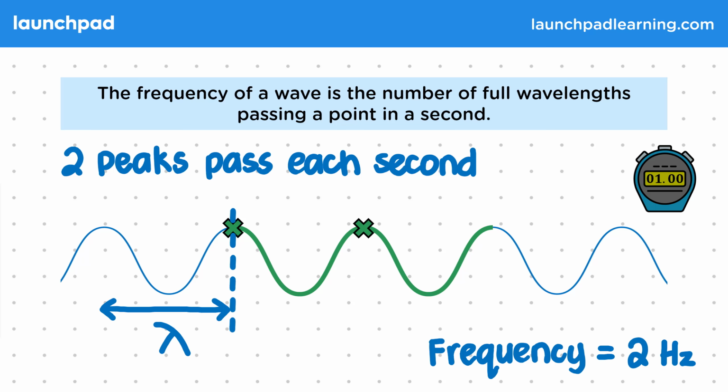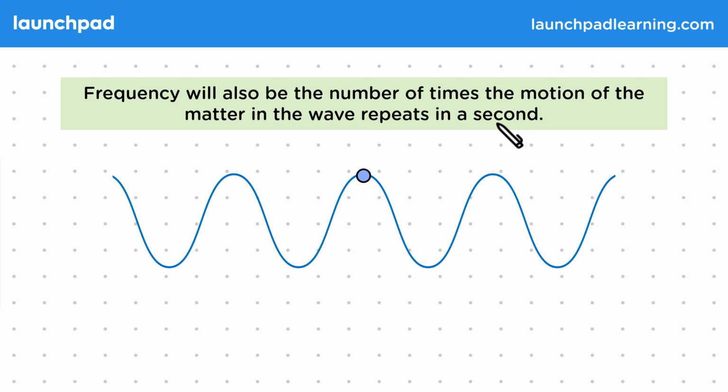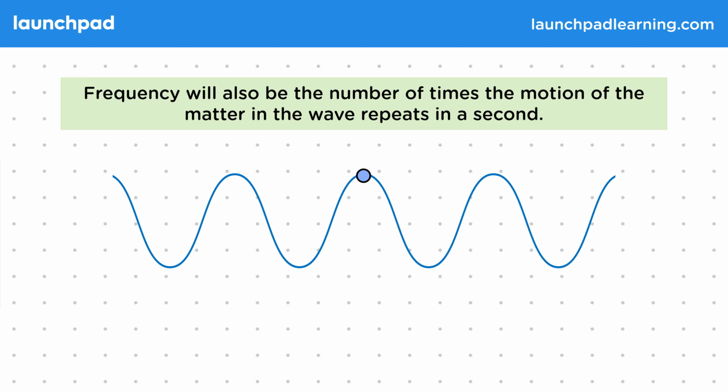But is this the only way we can define and measure frequency? Well, frequency will also be the number of times the motion of the matter in the wave repeats in a second. Let's look at the motion of the wave again, but this time focus on a single particle that's oscillating in the wave. As the pattern moves to the right, we see that this particle is moving up and down to keep with the line drawn by this pattern. So its motion involves going back and forth across this distance.